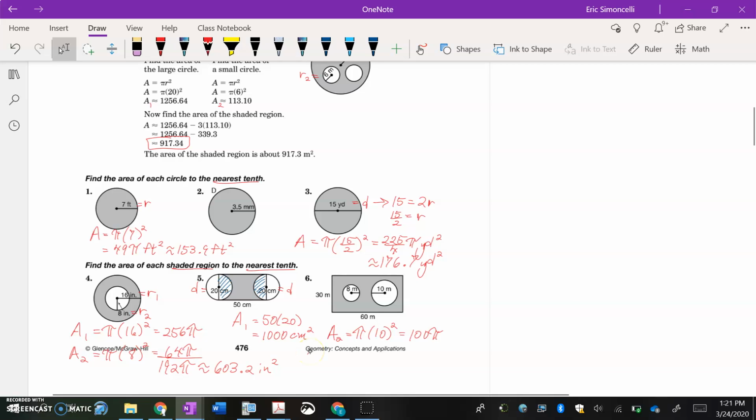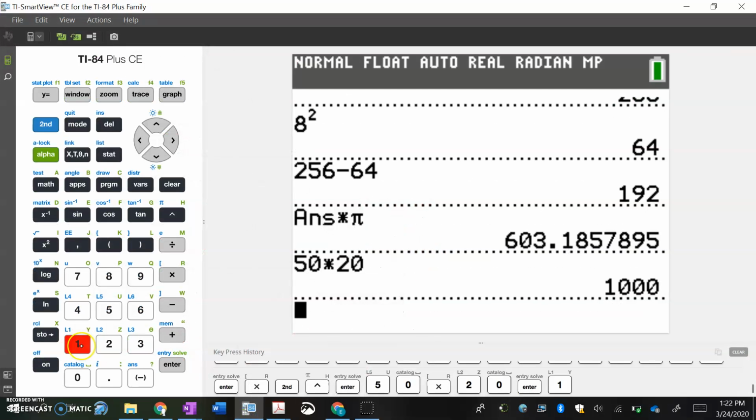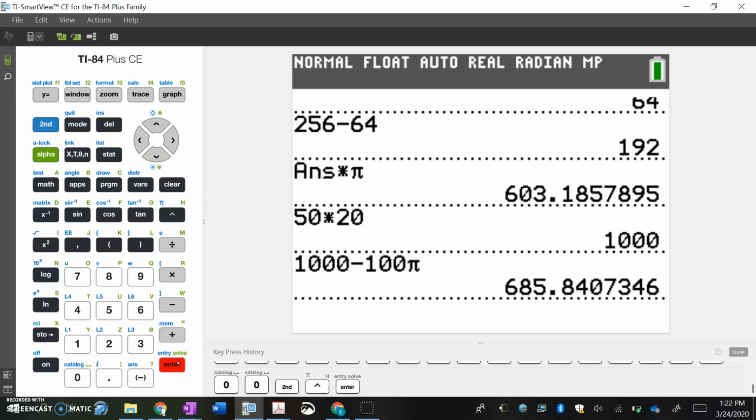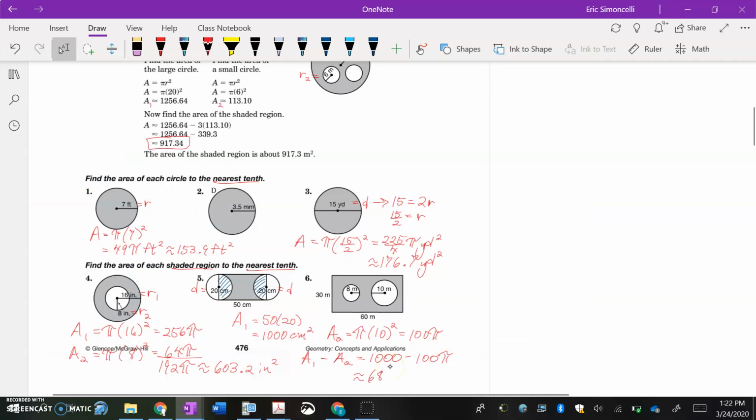So let's do that. Let's do A sub 1, write it up this way, minus A sub 2. We got 1,000 minus 100 pi. And that should be, we'll do this on the calculator without any other analysis. And let's see. To the nearest tenths place, we're looking at 685.8. We are in centimeters squared.